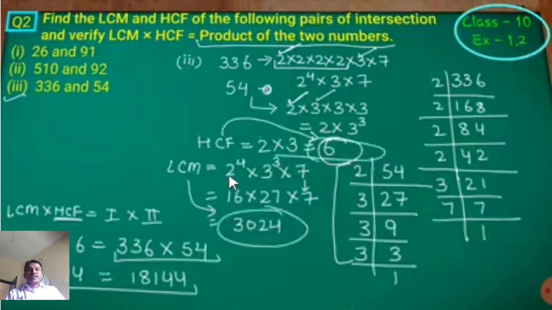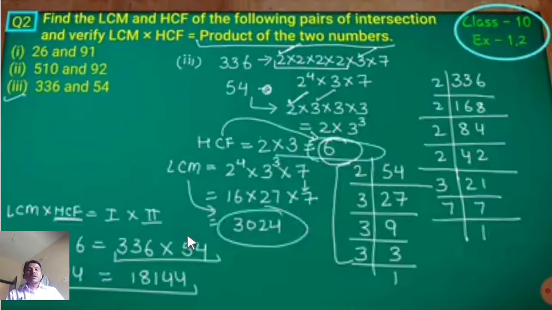Next, LCM, the highest power of 2 raised to 4 is the highest power out of these two. Next, 3 highest power is 3 raised to 3. Next, remaining factor, only 7 is remaining. So you should multiply all these, it gives us the LCM. So 2 raised to 4 is 16, 3 raised to 3 is 27, into 7, it gives us 3024.